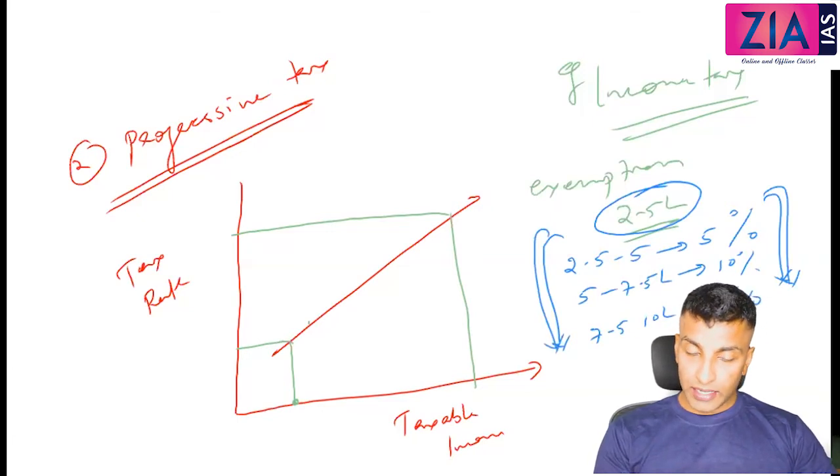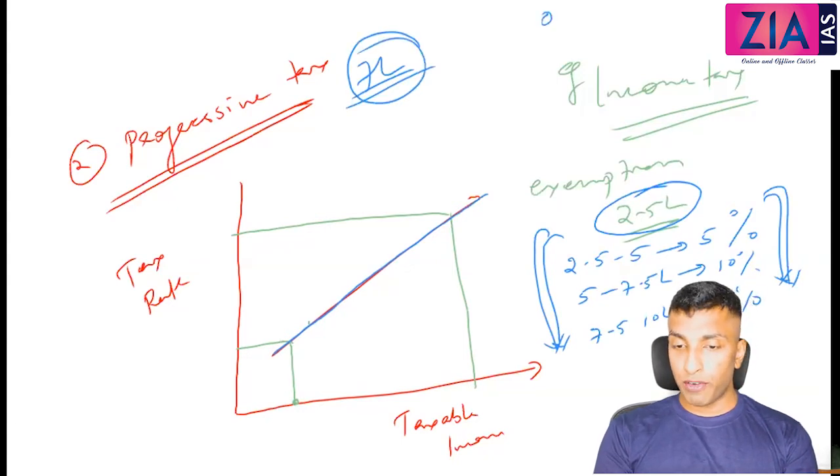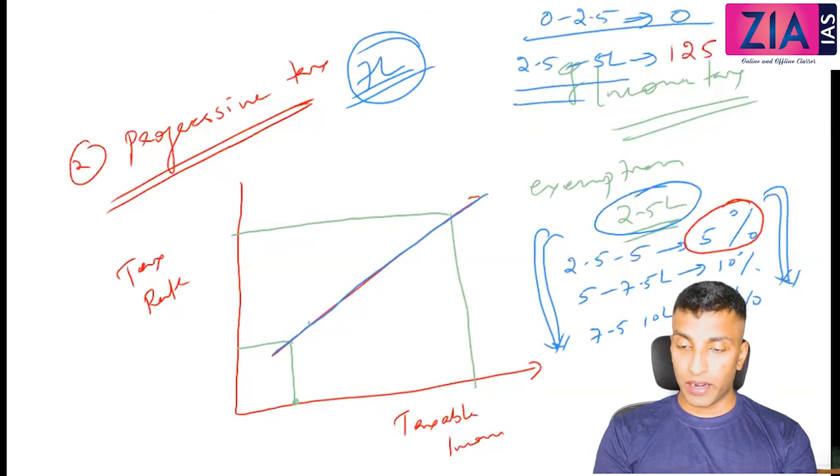So proportional tax remained the same, the flat. Now progressive tax, you can see here. For example, if your income is 7 lakh, how will you calculate the tax? For the first 2.5 lakh, do you want to pay tax? No need to pay tax, so the first 2.5 is exempted. Then 2.5 to 5 lakh, at what rate do you need to pay? At 5%. So you need to pay 12,500, right?